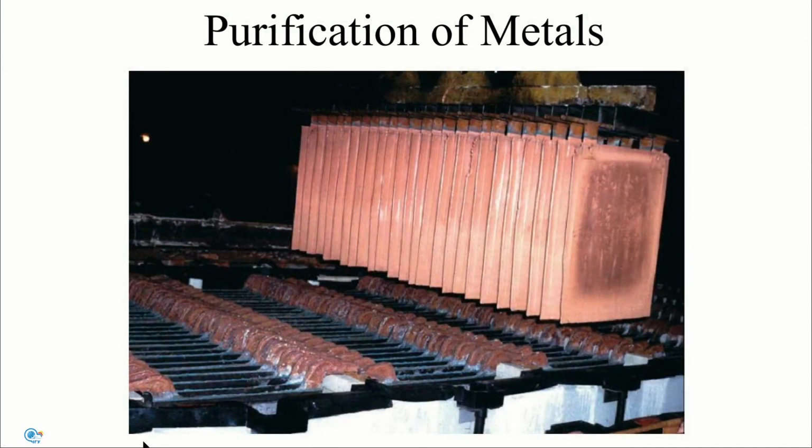Electrolysis is another important purification technique. The copper metal obtained by roasting copper sulfide usually contains impurities such as zinc, iron, silver, and gold. The more electropositive metals are removed by an electrolysis process in which the impure copper acts as the anode and pure copper acts as the cathode in a sulfuric acid solution containing copper 2 plus ions.